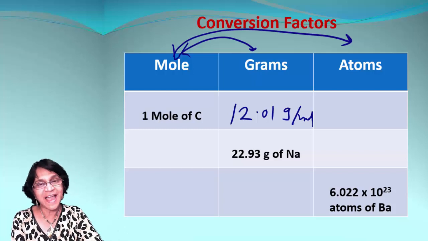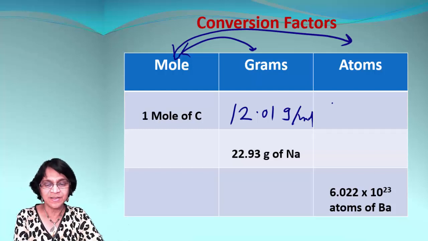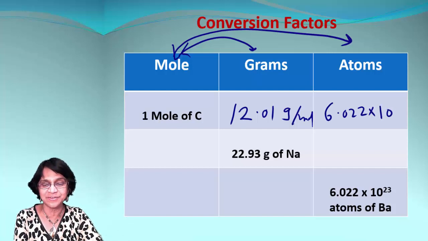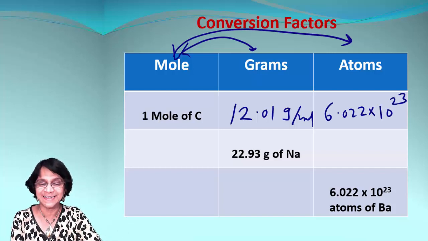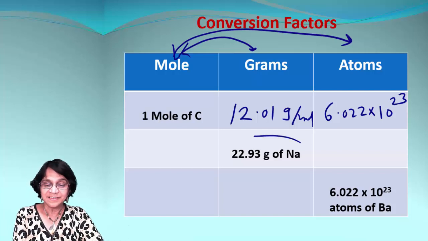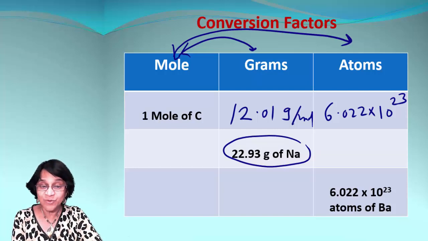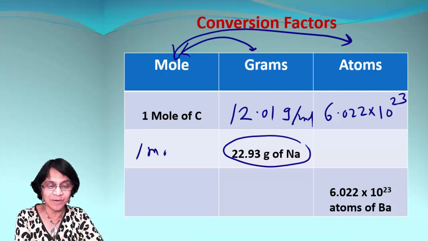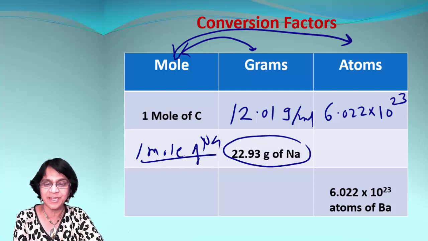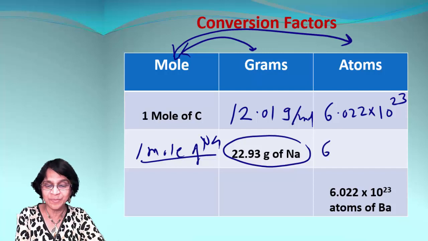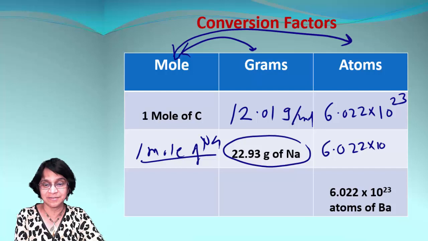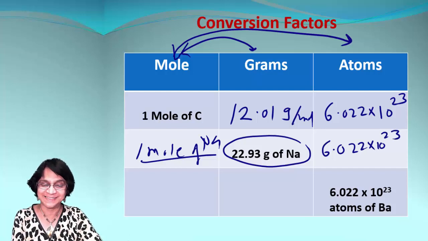And then how many atoms will it have? It's 1 mole, so that will be Avogadro's number, which is 6.022 × 10^23 atoms. This is actually the atomic mass for sodium. That means what we have is 1 mole of sodium. And 1 mole of sodium will be equal to how many particles? 6.022 × 10^23 particles.